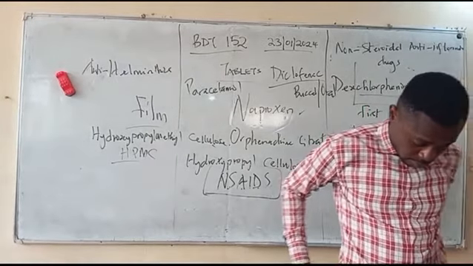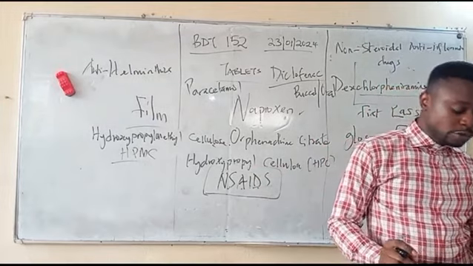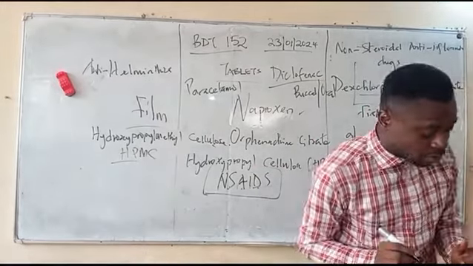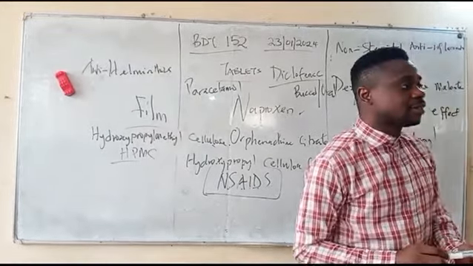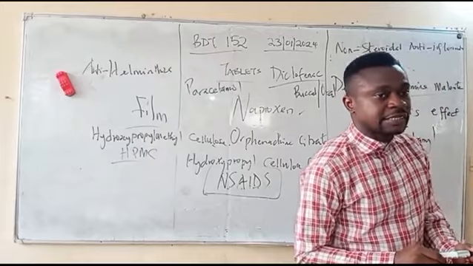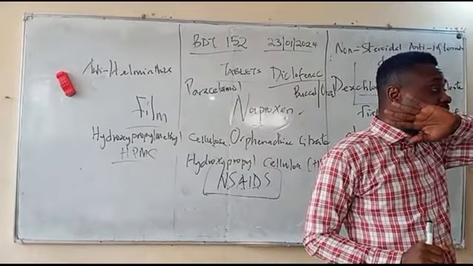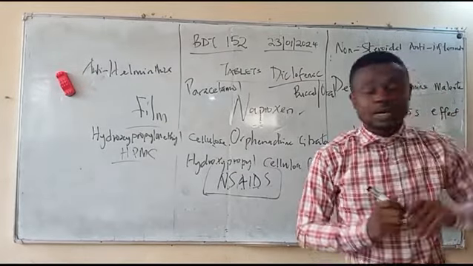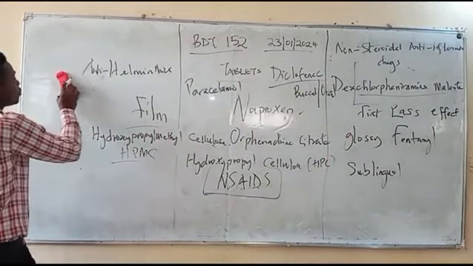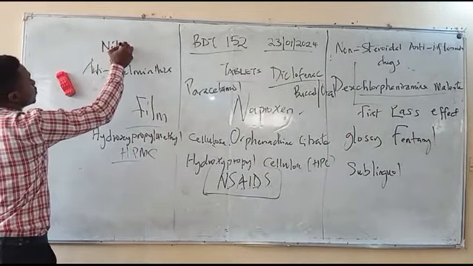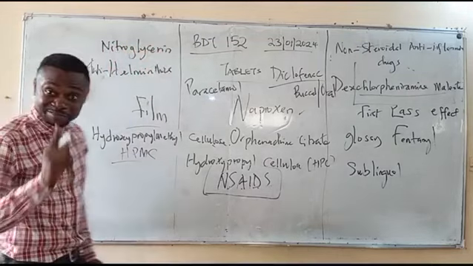So an example of such a drug is nitroglycerin. Nitroglycerin is an antihypertensive. Let me not go there. Just nitroglycerin. An example of drugs formulated as sublingual tablet is nitroglycerin.